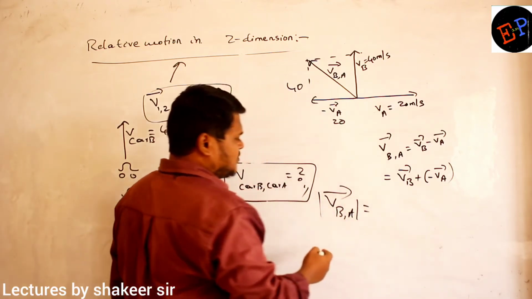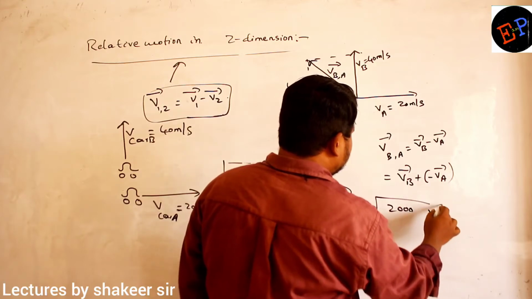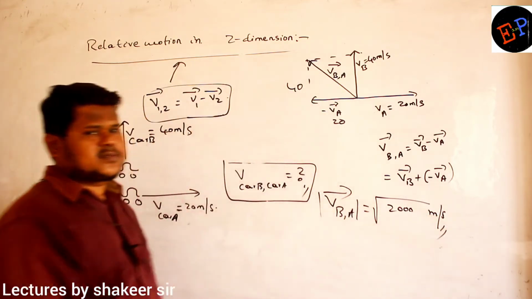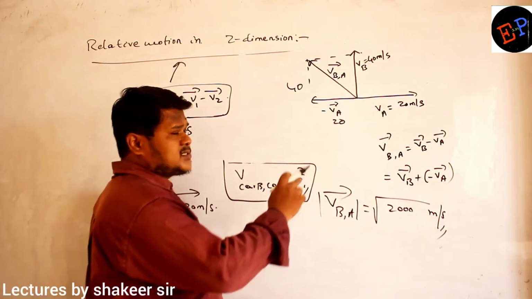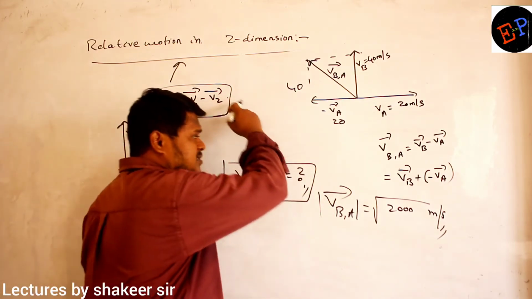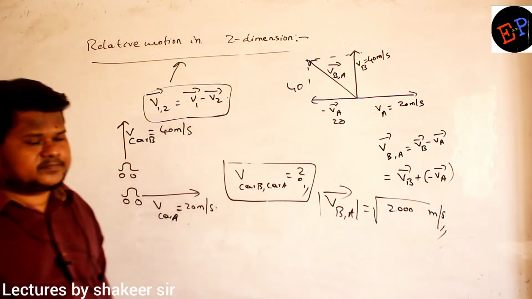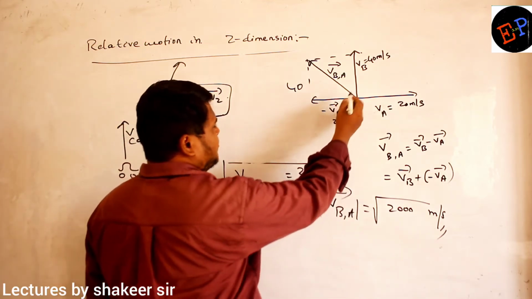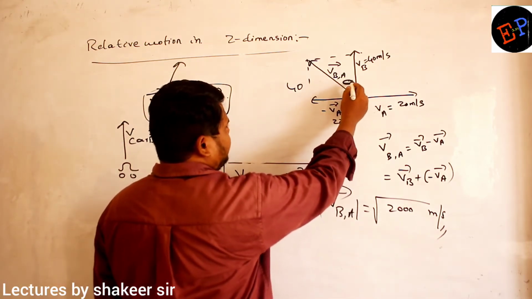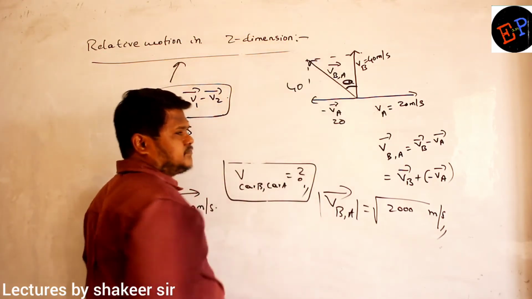In the last case we got root 2000, no? Here also you will get root 2000 meters per second, because the angle is the same, magnitudes are the same, everything is the same. But the direction changes. Previously, velocity of A with respect to B was in this direction, but now it is in another direction. The magnitude and angle also remain the same. For example, if you want to take this angle alpha, the angle of relative velocity with respect to vertical.